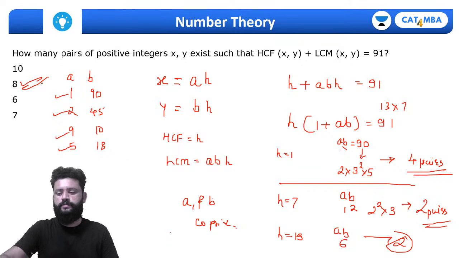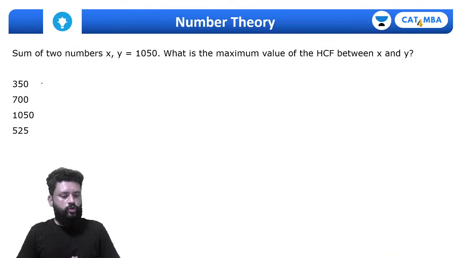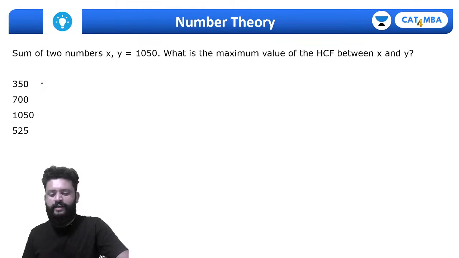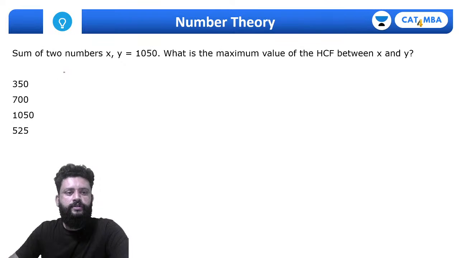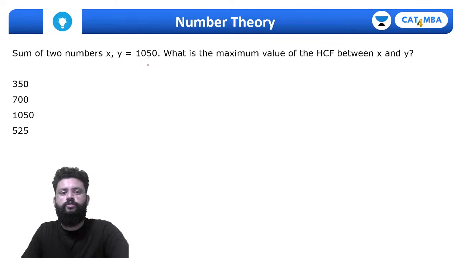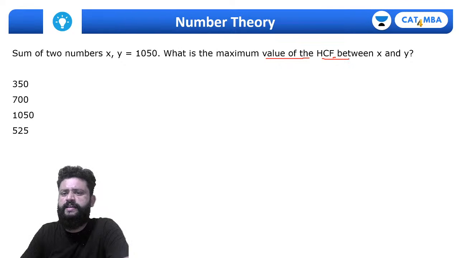So let's move to the next one. The questions are a bit more, but we are not left with too many questions. So let's finish it and complete it today itself. Come on. So sum of two numbers x and y is 1050. What is the maximum value of HCF? That is the easy question. This is x plus y.